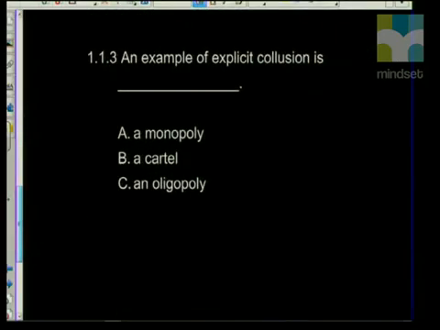1.1.3, an example of explicit collusion. This means collusion that takes place out in the open where everyone is aware of it. The answer to this one will be B, because a monopoly operates on its own. And an oligopoly doesn't necessarily take part in collusion.